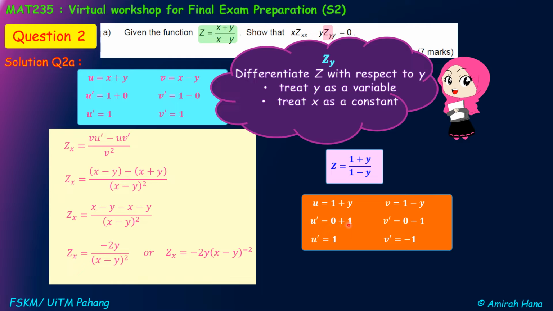And then after we simplify, we have u prime equals 1. Right? And then we need to differentiate v equals 1 minus y. We differentiate v, the symbol becomes v prime equals, differentiate any constant equals 0, differentiate y with respect to y, the answer equals 1. So we have 0 minus 1 equals negative 1, right?